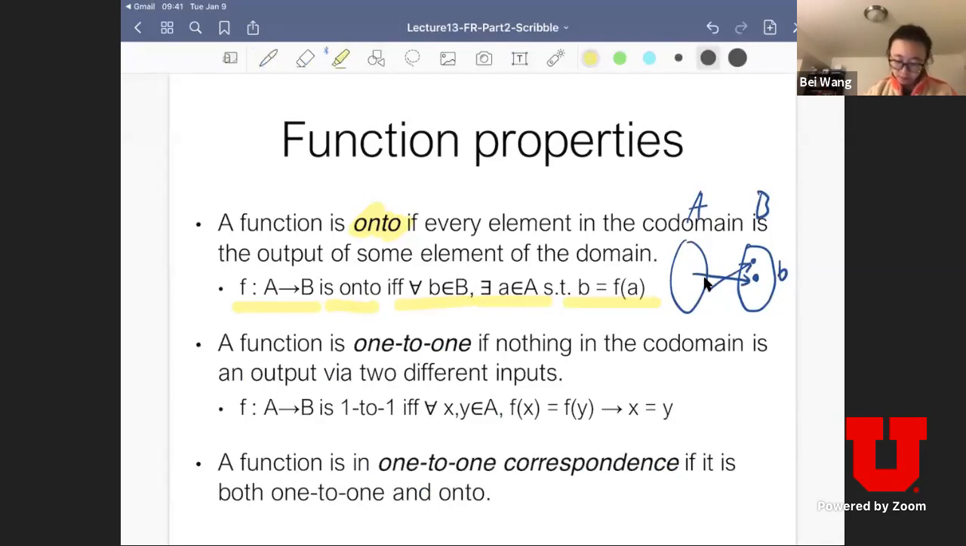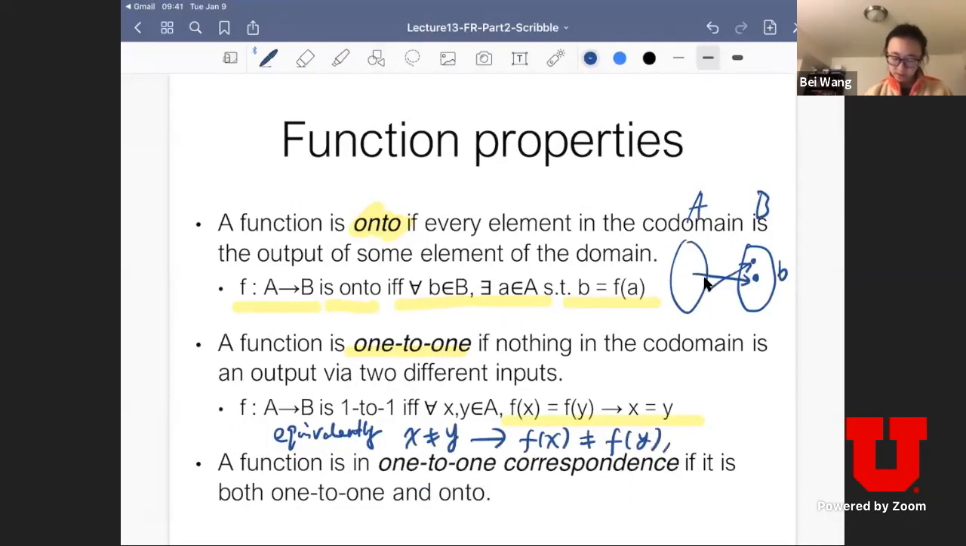Second definition is a function is one-to-one if nothing in the codomain is the output via two different inputs. Another way, if f(x) is equal to f(y), then x equal to y. Remember, equivalently, if x is not equal to y implies f(x) is not equal to f(y). Of course, it's for all x, y in A.